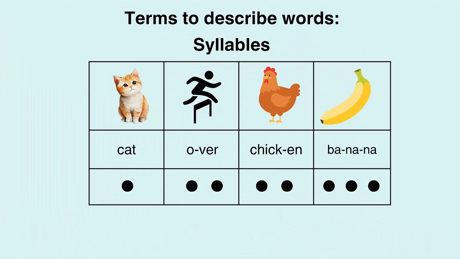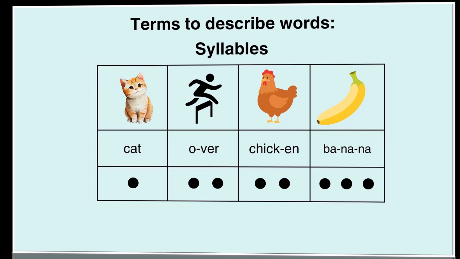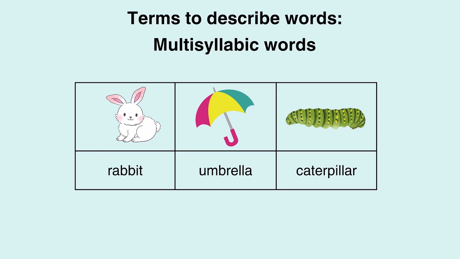Here are some terms used to describe words. A syllable is a word or word part that contains one vowel sound. For example, cat, over, chicken, or banana. Children may use syllables in a word when they are chunking up a longer word for decoding or for spelling. Multisyllabic words are words with more than one syllable. For example, rabbit, umbrella, or caterpillar.